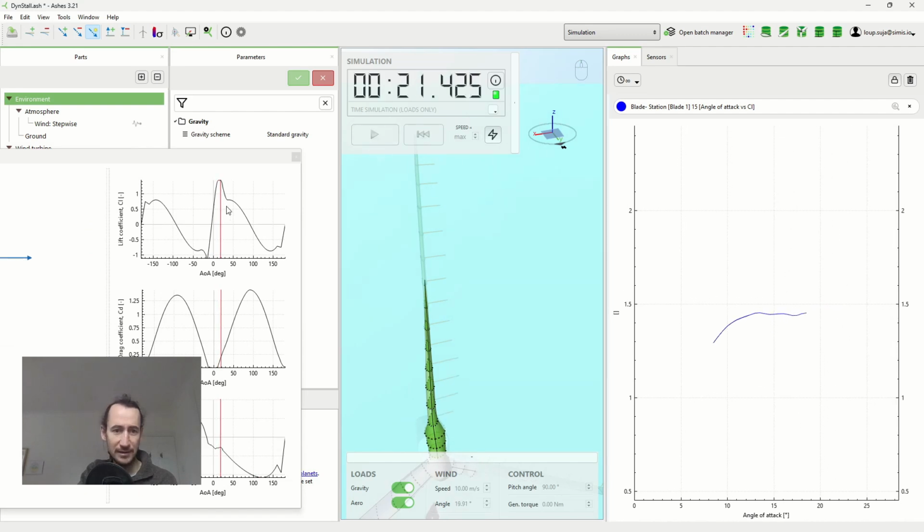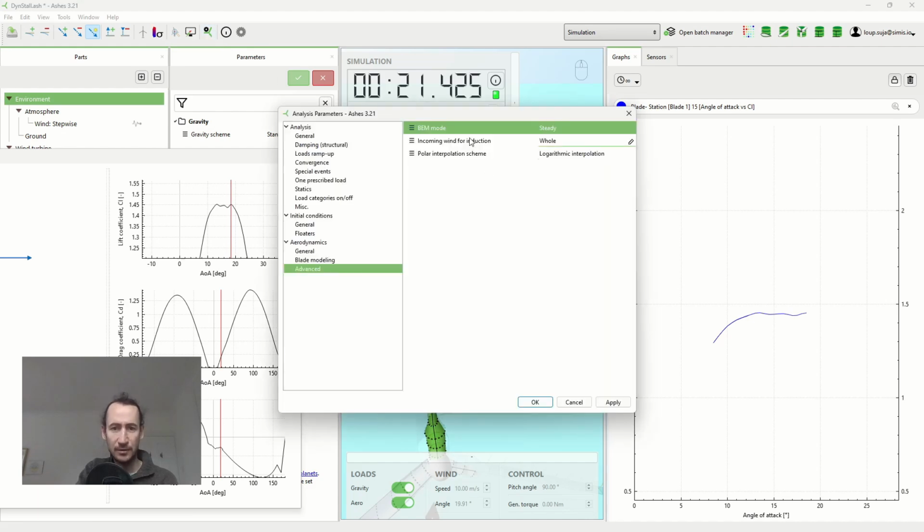And I guess this makes sense, right? Just looking at this curve and increasing and decreasing the angle of attack, the lift coefficient goes up and down. But in real life, that's not actually what happens. This is a static curve, and that's not what you would see in a wind turbine.